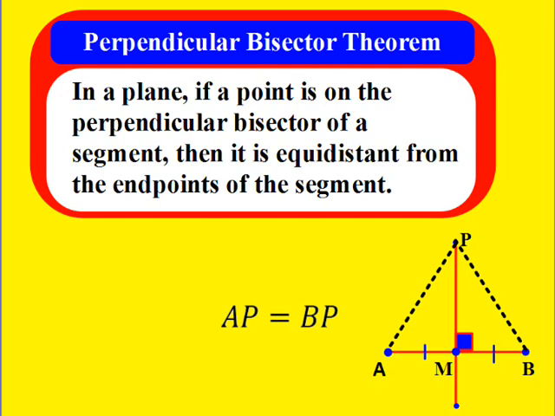In a plane, if a point is on the perpendicular bisector of a segment, then it is equidistant from the endpoints of the segment. So what that means is that this point P, up here, is equally distant from point A as it is from point B. So those two lengths, those two distances are equal, they are the same.